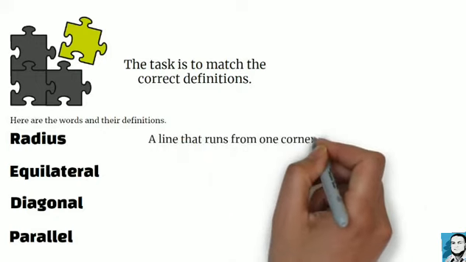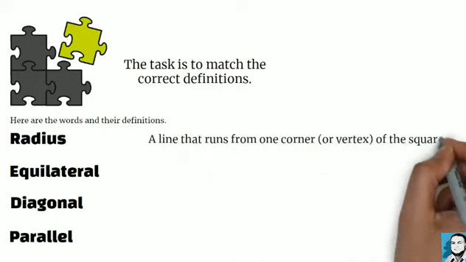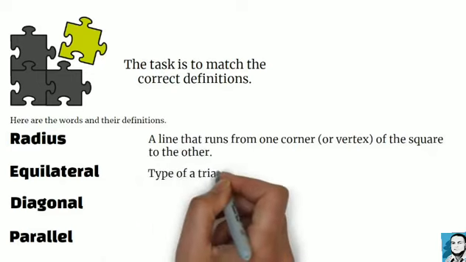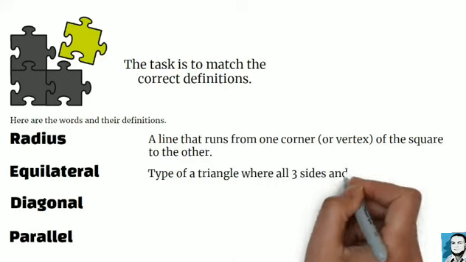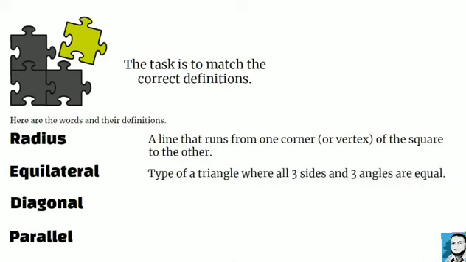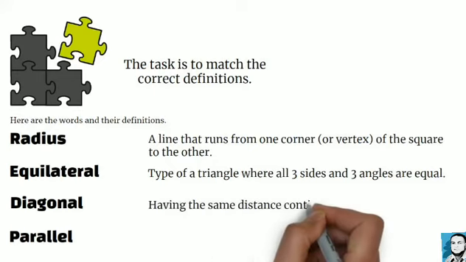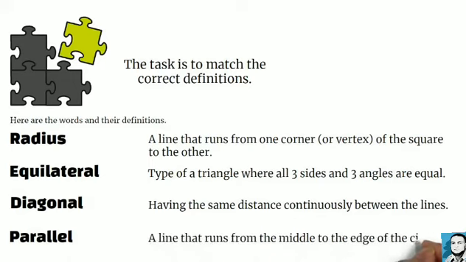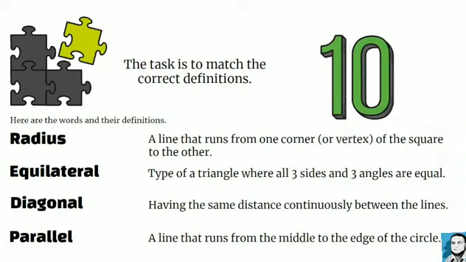Line that runs from one corner or vertex of the square to the other, type of a triangle where all three sides and three angles are equal, having the same distance continuously between the lines, a line that runs from the middle to the edge of the circle. Okay, so you will now have 10 seconds to try and match the correct definitions. Let's go.